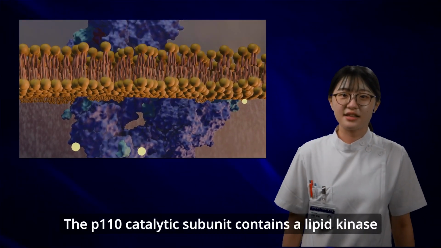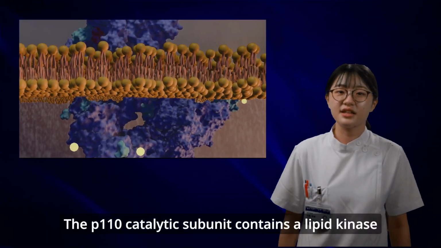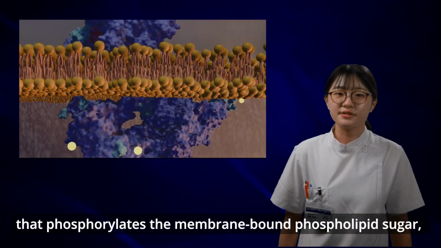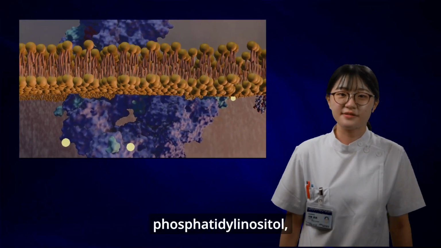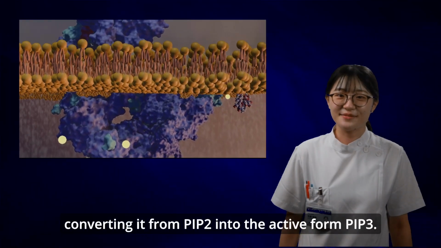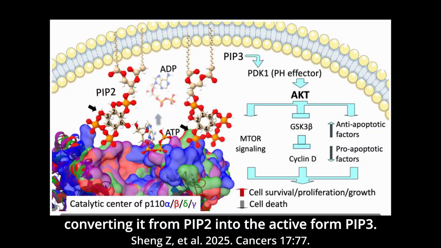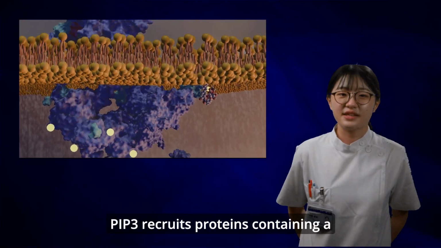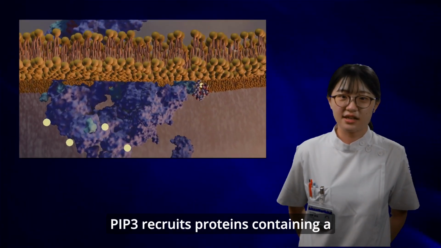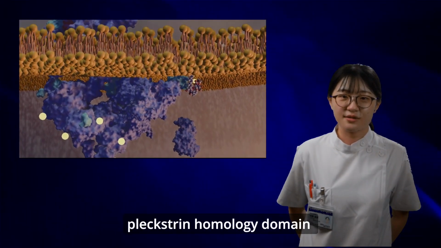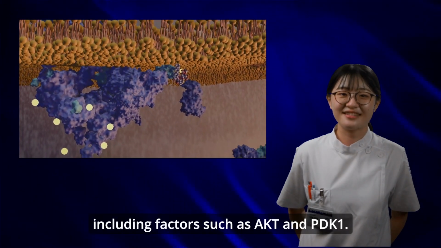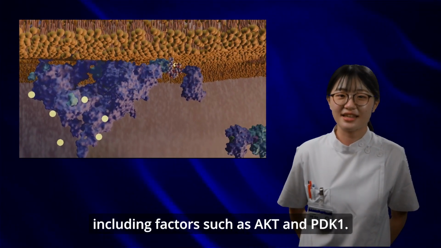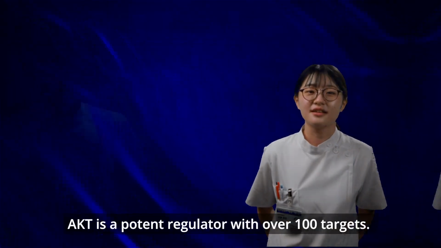The p110 catalytic subunit contains a lipid kinase that phosphorylates the membrane-bound phospholipid phosphatidylinositol, converting it from PIP2 into the active form PIP3. PIP3 recruits proteins containing a pleckstrin homology domain to the plasma membrane, including factors such as AKT and PDK1.